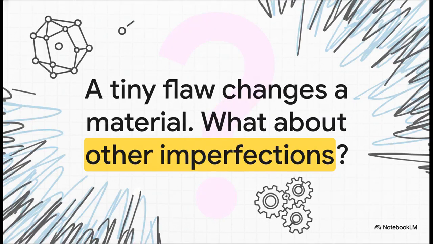So we're left with this final thought. A single missing atom, a tiny, invisible flaw, can completely change the character and properties of a material, making it stronger or more colorful or more useful. If that's true for a solid crystal, what does that say about the power of small imperfections in other complex systems? Something to think about.